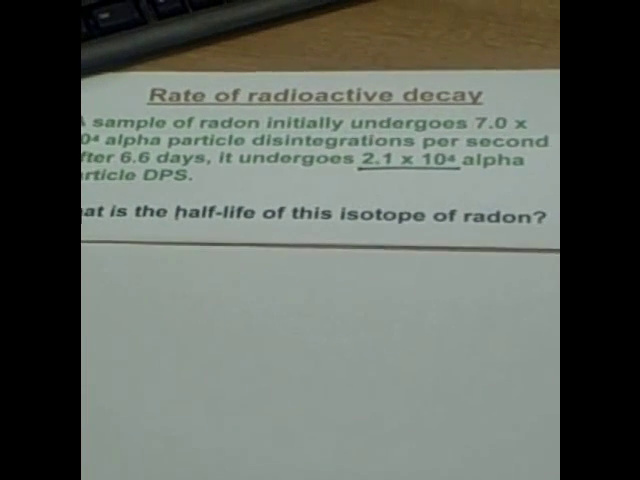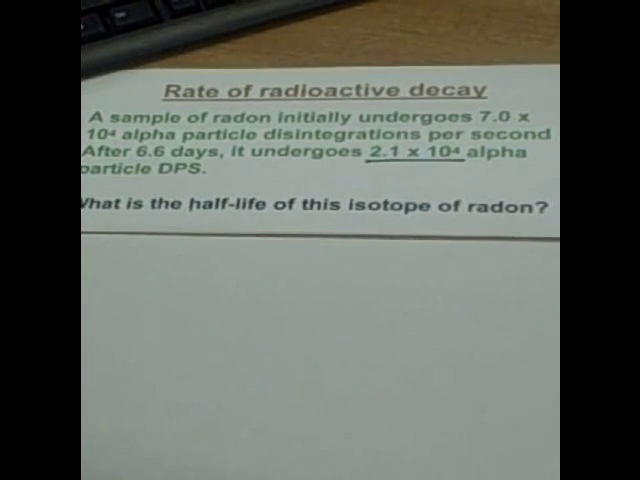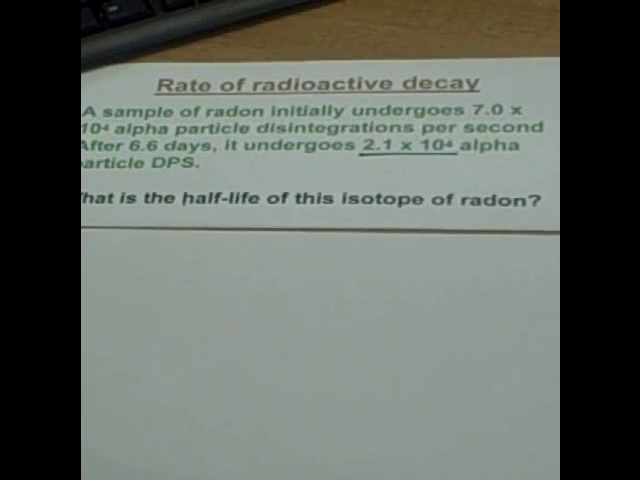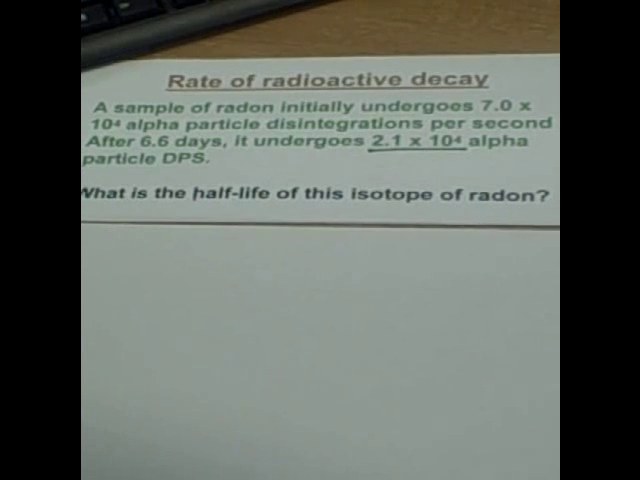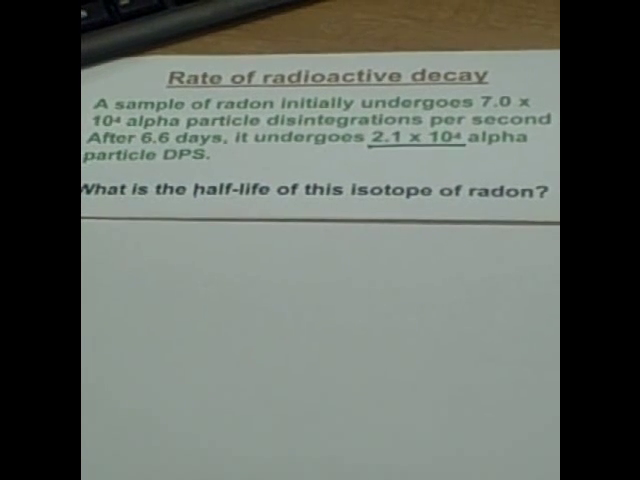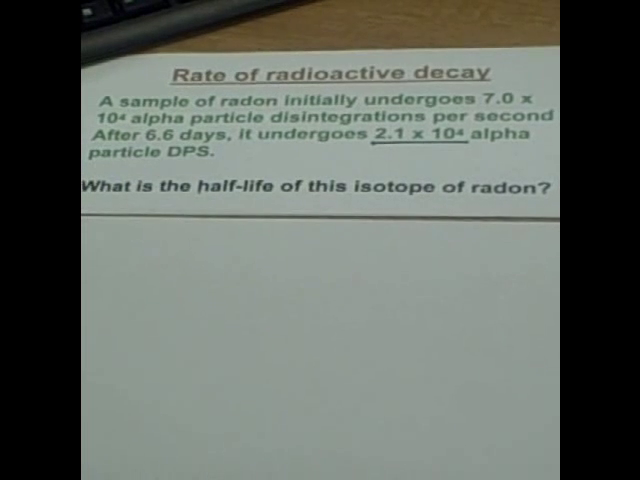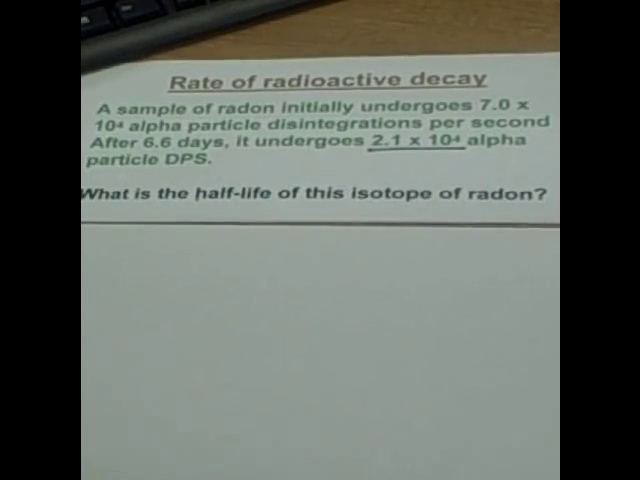Okay, let's do another example. Slightly different one this time. Rate of radioactive decay. So a sample of radon initially undergoes 7.0 times 10 to the 4 alpha particle disintegrations per second. After 6.6 days, it undergoes 2.1 times 10 to the 4 alpha particle disintegrations per second. What I want to know is, what is the half-life of this isotope of radon?